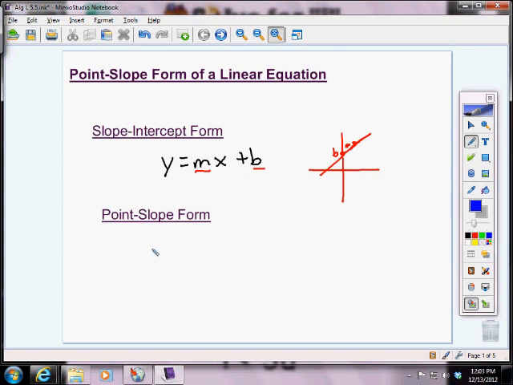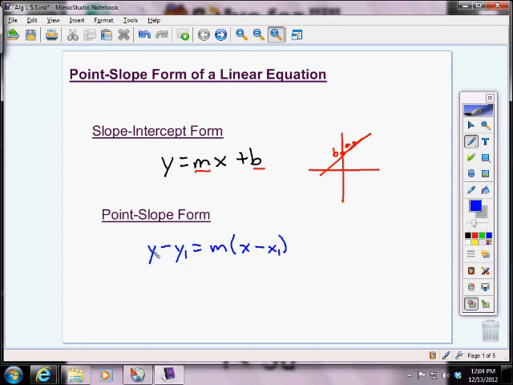So point-slope form is this: y minus y1 equals m times the quantity x minus x1. Now, although point-slope form isn't as convenient to graphing, it is very useful for when we're given a slope and a point. And it's useful because when we plug our information in here, we can easily switch it to slope-intercept form if we want to graph.